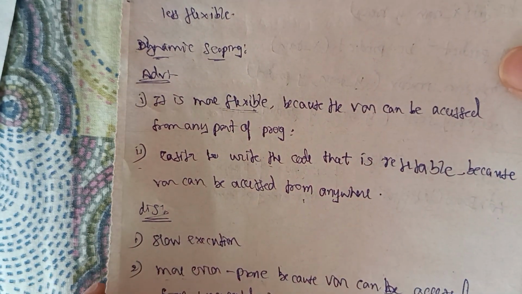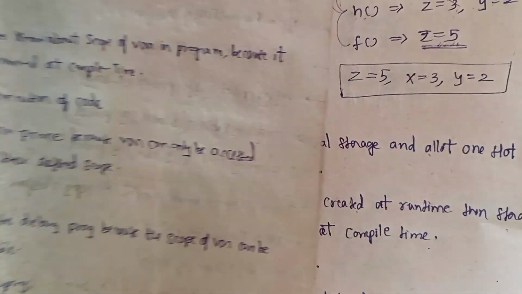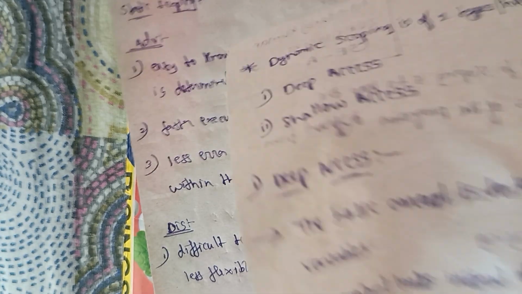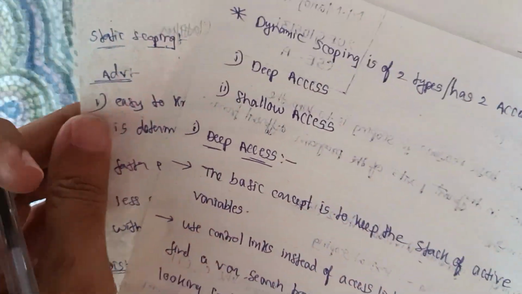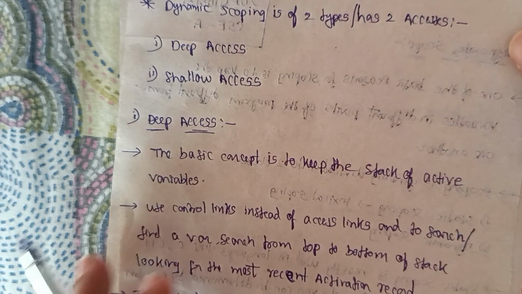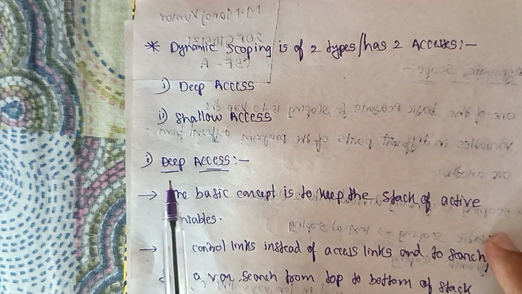In order to know more about dynamic scoping, dynamic scoping has two types of access: one is called deep access and the other is shallow access. Deep access.